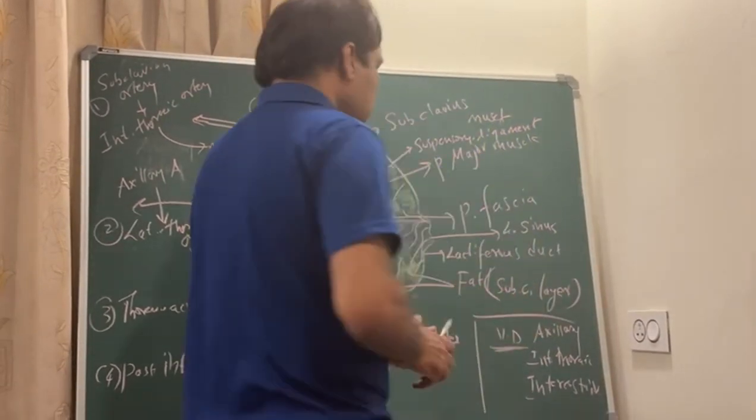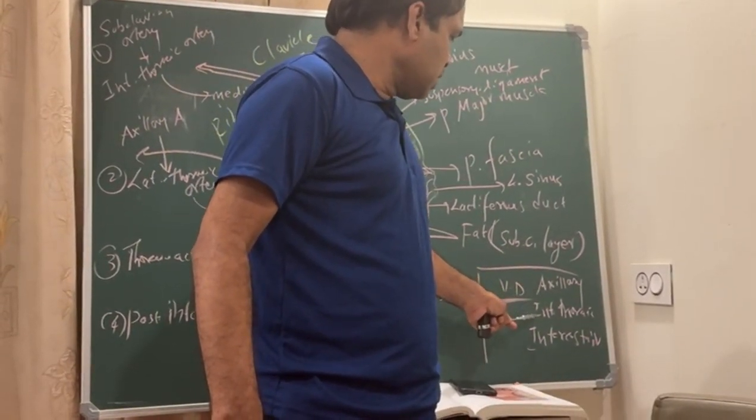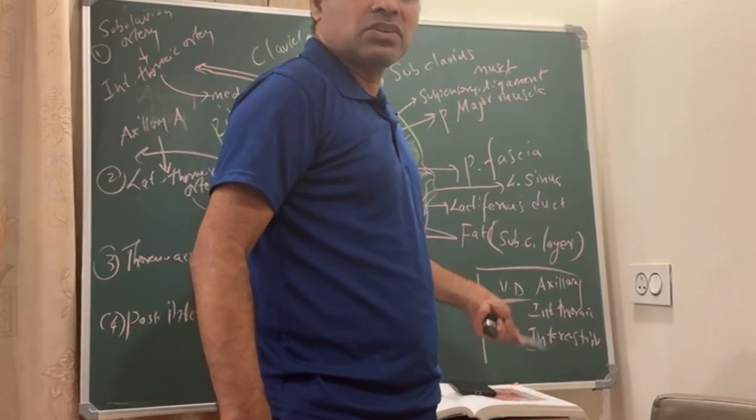Whereas the venous drainage is as follows. The blood is drained to the axillary vein, internal thoracic vein and intercostal veins. That is the drainage.